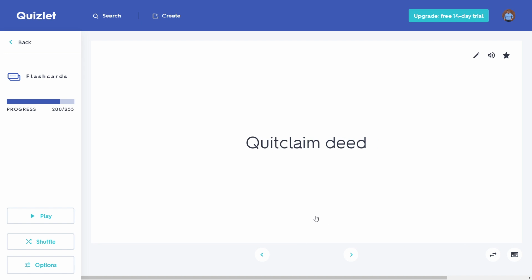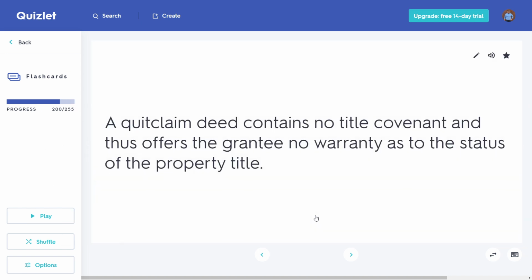A quit claim deed. What is a quit claim deed? Here's some time for you guys to think about that one. Okay, what is a quit claim deed? Well, a quit claim deed contains no title covenant and thus offers no guarantee, no warranty as to the status of the property title. So what does that mean? Well, a quit claim deed is the shortest way to transfer title. And why would you do this with no guarantees?